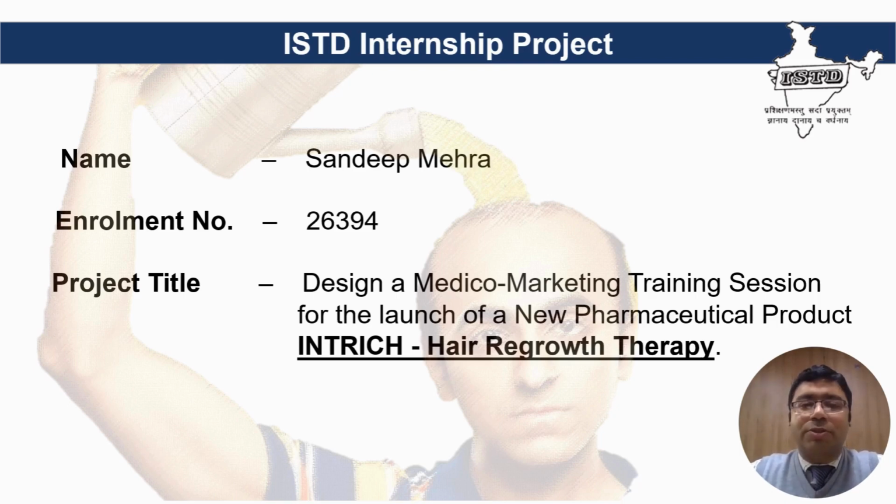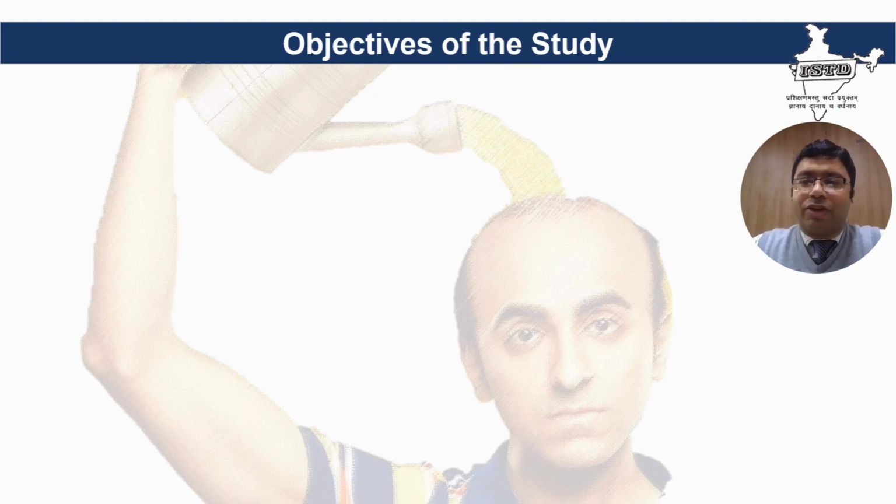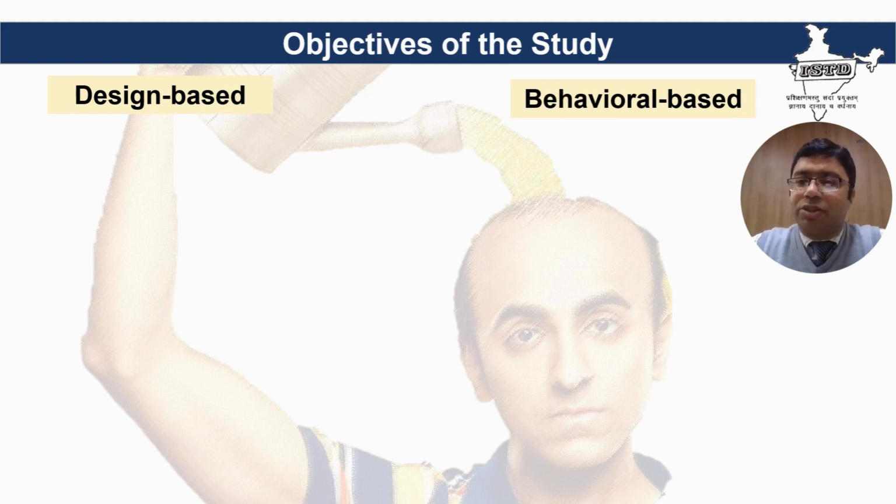So going to the next slide, as every training session or every project has some objectives, for my session, I had two objectives. First objective was design based. Design based means I can say what is going to be the content for my training session, what type of content, and how this content is going to impact the behavior of my trainees. So, on the basis of that only, I had some behavioral based objectives also.